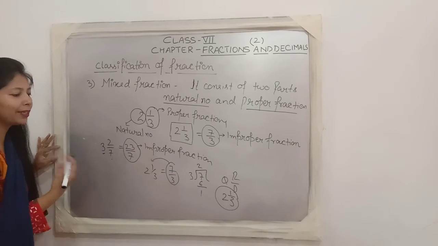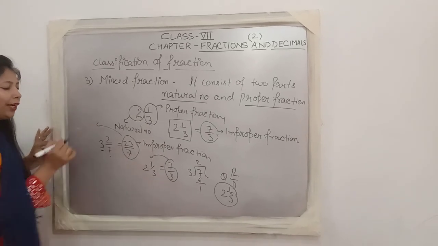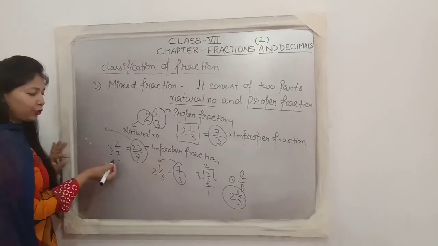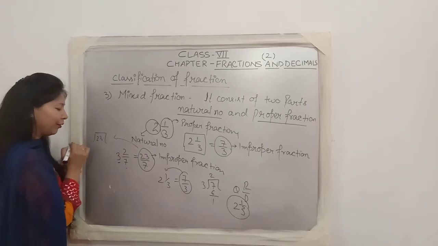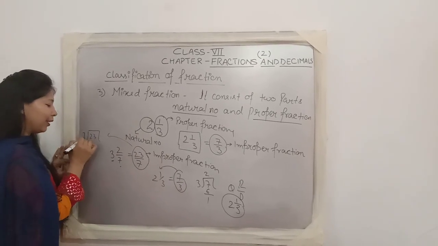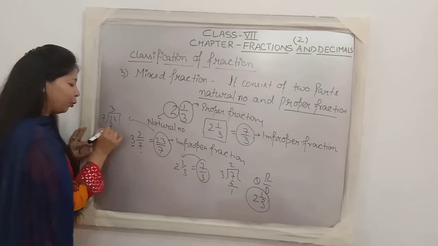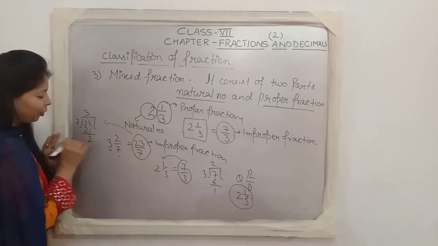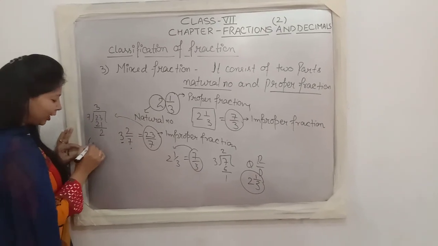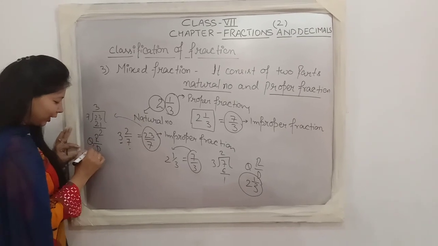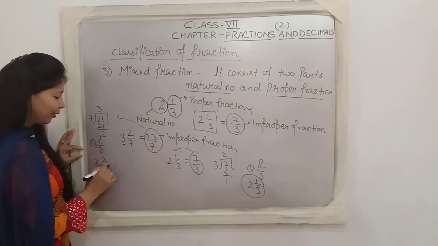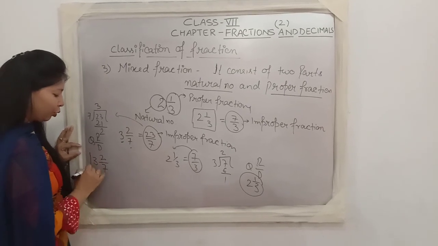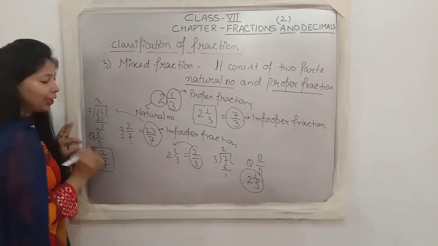Now let us check 23 by 7 also. How to write it as a mixed fraction? Put 23 as the dividend and 7 as the divisor. 7 3s are 21. Now subtract, you get 2. Again the formula applies, Q R upon D. What is the quotient? 3. Remainder is 2 and divisor is 7. So it can be written as 3 2 by 7.